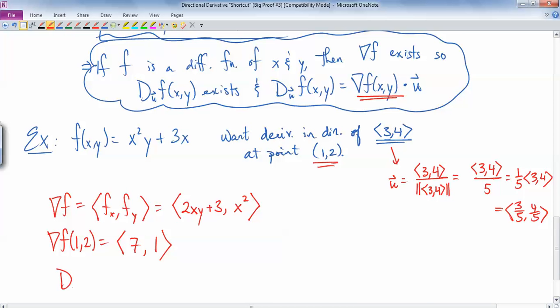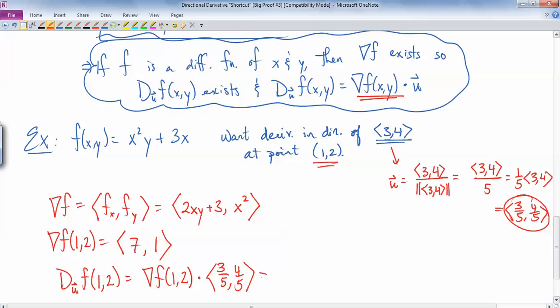So the derivative in the direction of u of f at 1, 2 is going to be the gradient of f at 1, 2 dot the normalized vector, 3/5, 4/5. So that's going to be 7, 1 dot 3/5, 4/5. So that's going to be 21/5 plus 4/5, which comes out to 5.